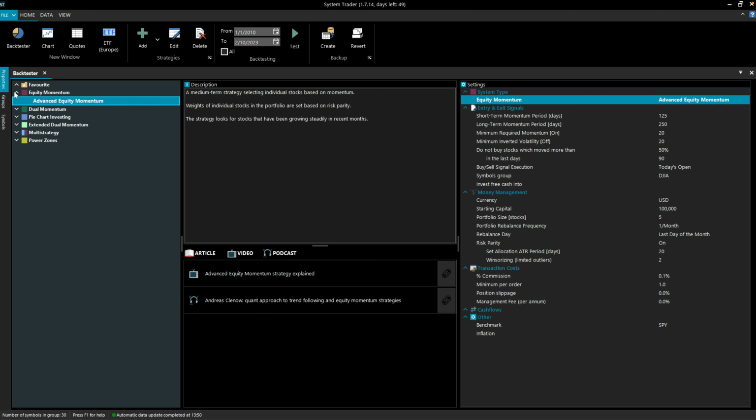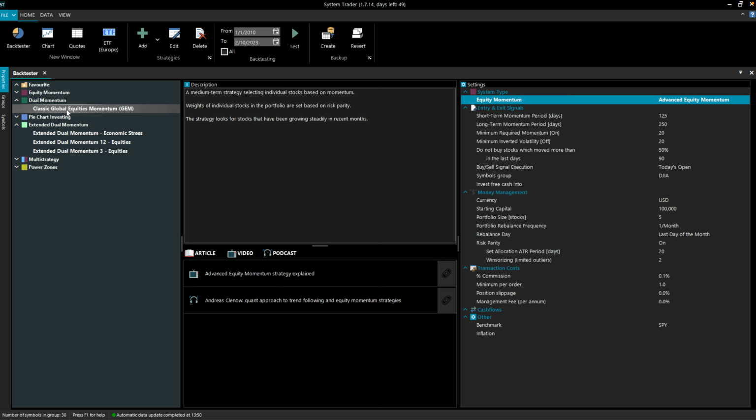Another strategy, also a momentum strategy, which means that we have some momentum, some trend behind, is the dual momentum strategy and the extended dual momentum strategy. Basically, they are the same, but the extended dual momentum is, let's say, a form of dual momentum giving you some more possibilities to adjust the strategy to your needs.